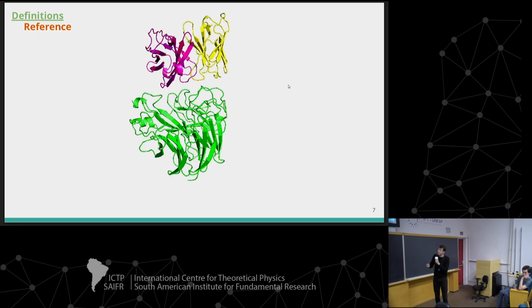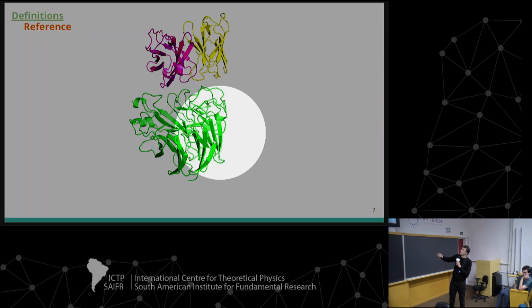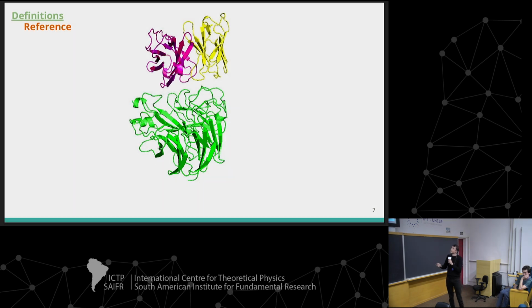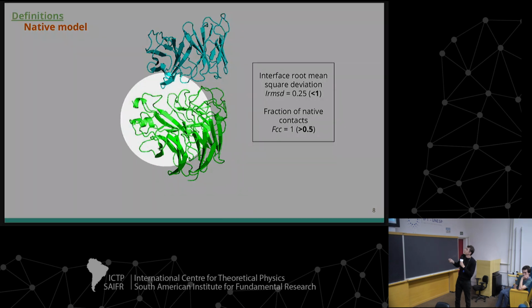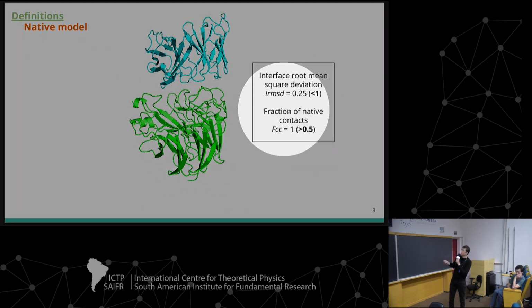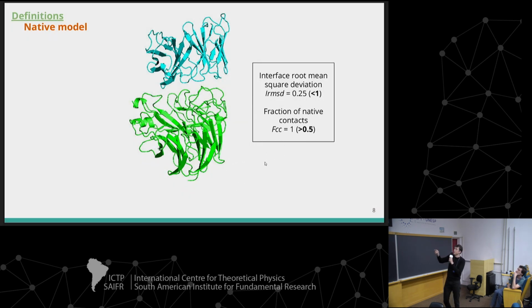Just a quick visual example. Here you have a reference. Here it's a crystal structure of an antibody in the two colors here and the antigen in green. And here you have a native model. So you can see that between the two, visually, they are very similar. And this is also highlighted by the metrics. So we have an IRMSD that is really low. You want that to be as close to 0. And the contacts are 100% conserved. So you can see that this is a near-native model, and this is what we want the docking tool to provide. Okay?